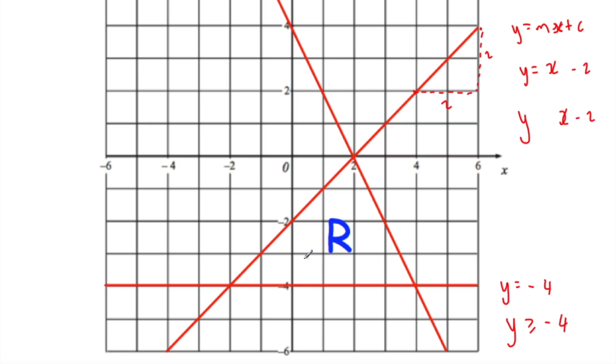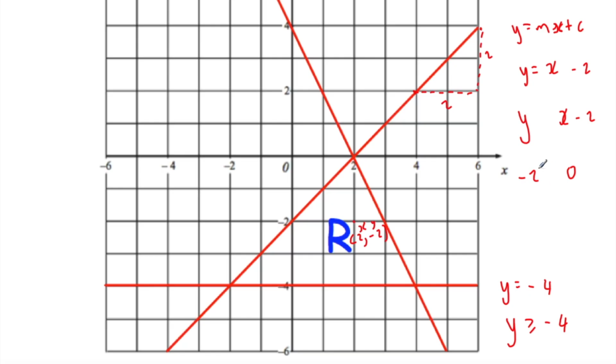So let's choose a point inside the region that satisfies the inequality. I'm going to choose this point here, the point 2, -2. So the x coordinate is 2 and the y coordinate is -2. So we'd have here y, well, that's -2. Then on the right hand side, we've got x minus 2. X is equal to 2. 2 minus 2 is 0.